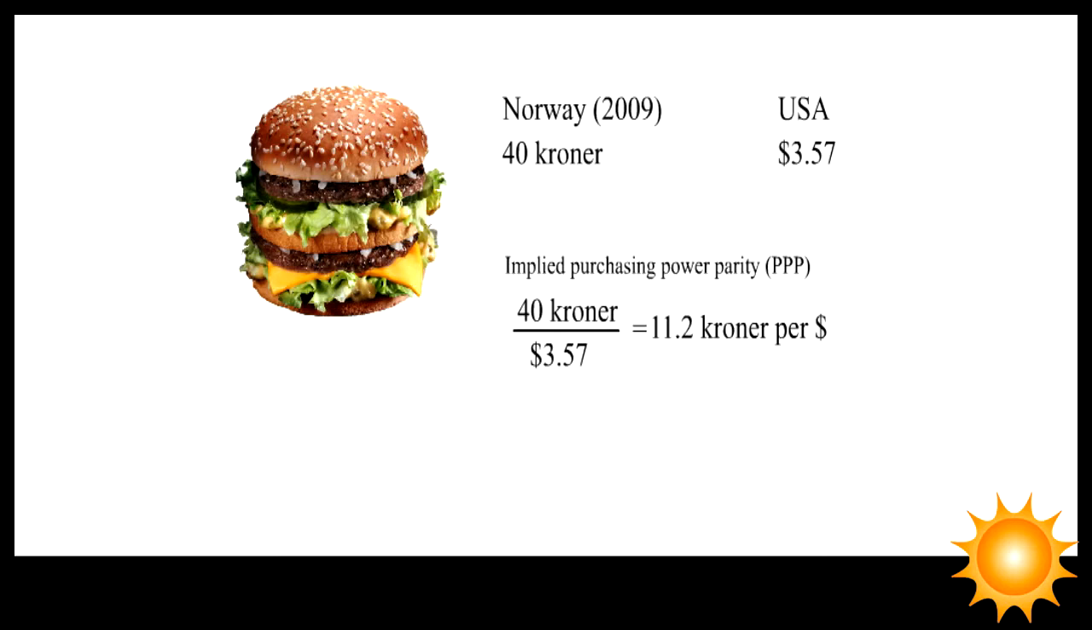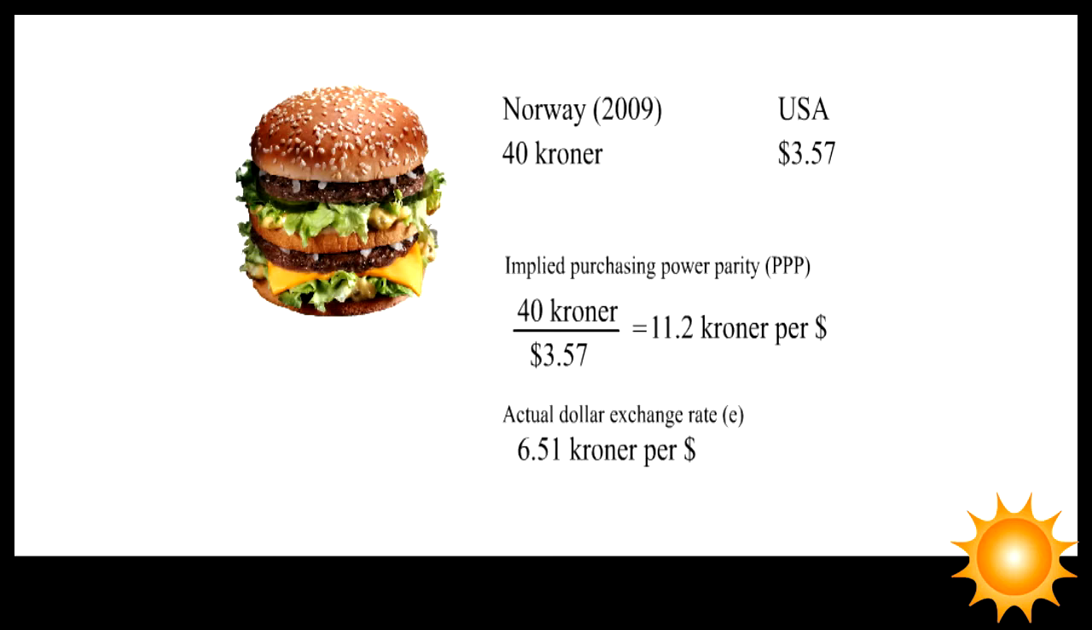This implied exchange rate is called the purchasing power parity, PPP, because this implied exchange rate would have equalized the prices of the Big Mac in both countries. But the actual dollar exchange rate in the foreign exchange market was only 6.51 kroner per dollar. So the kroner was actually more expensive in the foreign exchange market than the implied purchasing power parity, PPP.